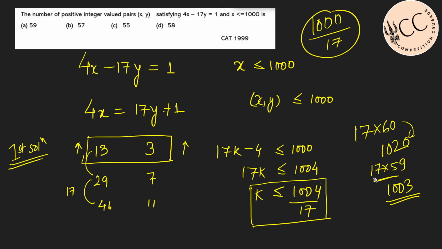Typically the students who do 1000 divided by 17 will end up at 58, but the correct answer is actually 59, it is not 58. This is exactly how CAT irritates you. It will ask you one thing and the answer you get is exactly a different thing. So actually the answer to this is going to be 59.